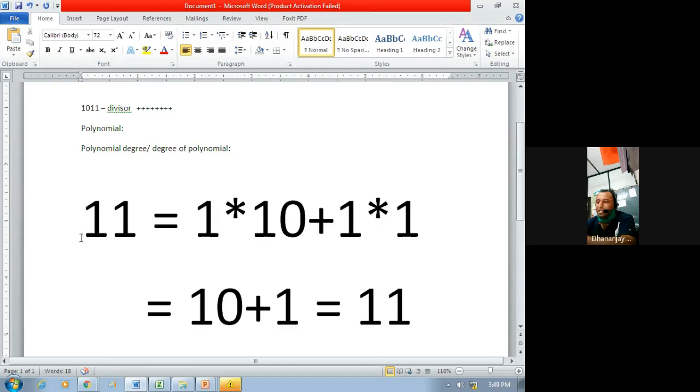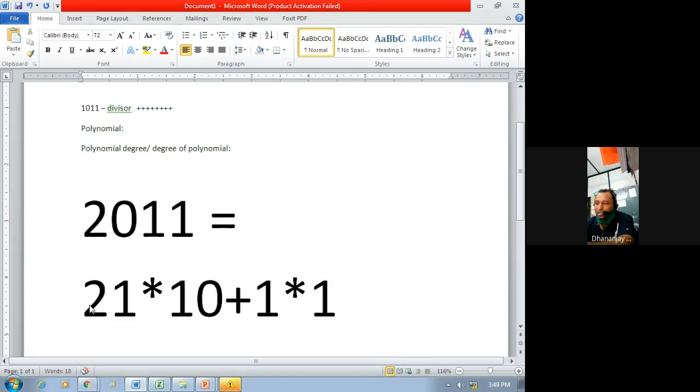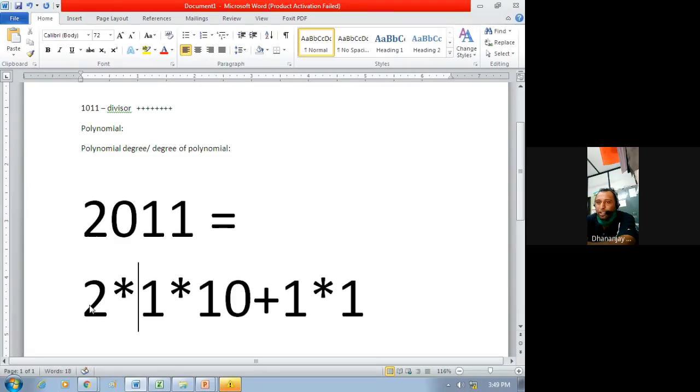समजा आता हीच व्हॅल्यू झाली 2011. सो 2011 ला आपण इथं कसं इंडिकेट करणार? We will write here first 2 into, आता हे 2 ची पोझिशन कशी? How you will make out the position?